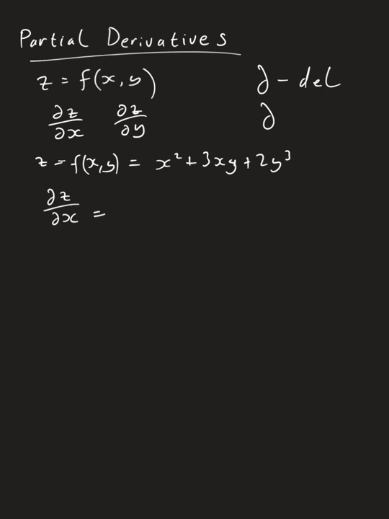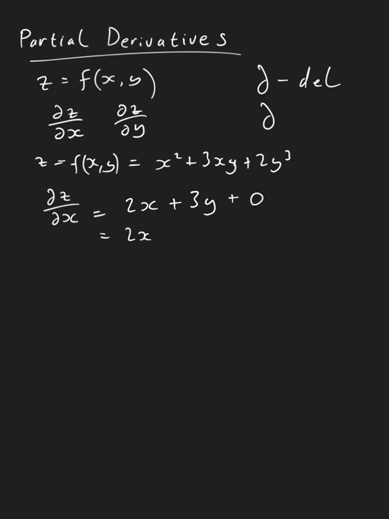So the partial derivative of z with respect to x here will be 2x, simple enough. Now I have 3xy here. In this case, y is treated like a constant. So the derivative with respect to x is just going to be 3y. Because I had 3y times x, and the derivative of some constant times x with respect to x just leaves you with that constant. And finally, the derivative of 2y cubed with respect to x is 0.